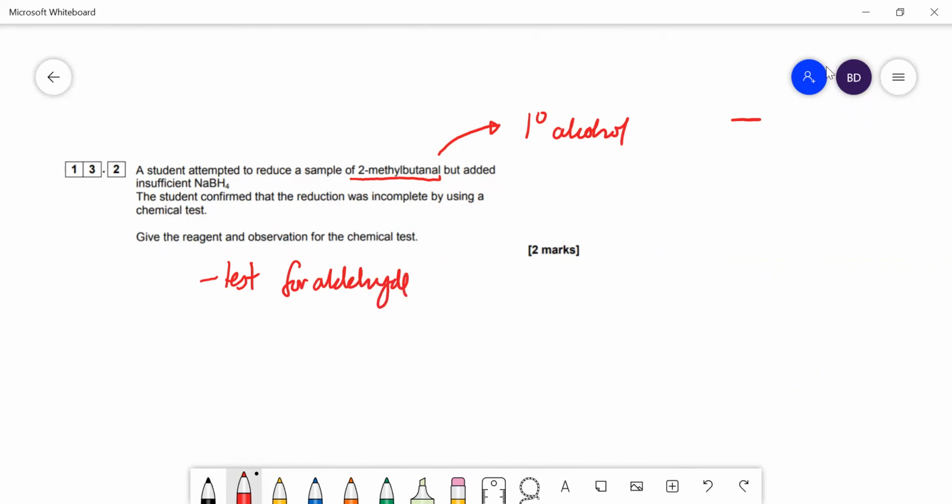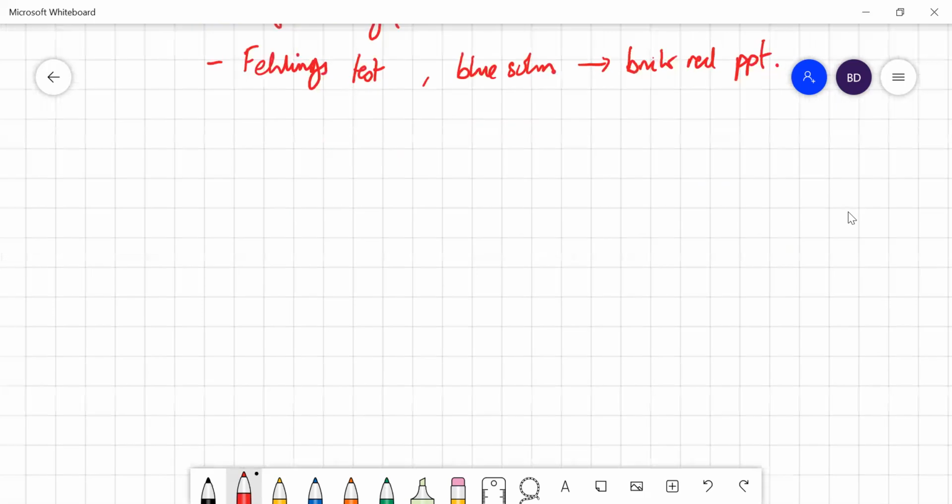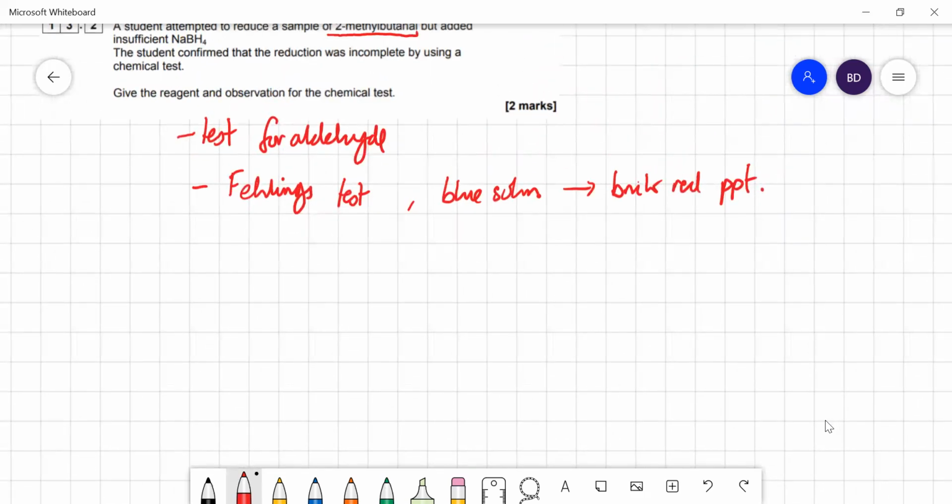How do you test for an aldehyde? The reagent, well, you can use Fehling's or Tollens. I'll write down Fehling's myself. Fehling's test, and what will happen is you'll get a blue solution go to a brick red precipitate if there is any aldehyde present. Okay, and that is the last question on the paper.